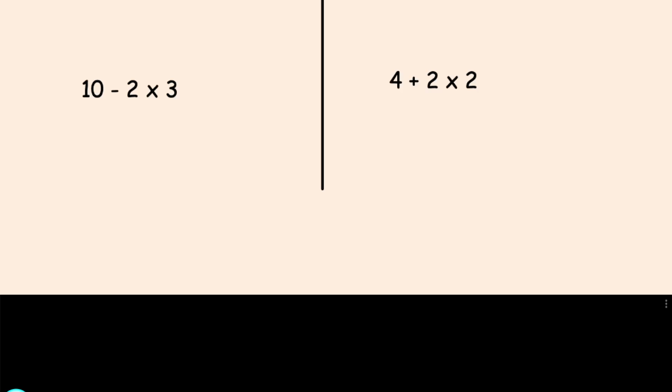So remember, using the rules of BODMAS, multiplying happens before addition and subtraction. So I'm going to underline here that I'm going to do the 2 times 3 first. So I'm going to rewrite this equation as 10 minus 6. 10 minus 6 gives me 4. So have a go at the one on the right-hand side by yourself.